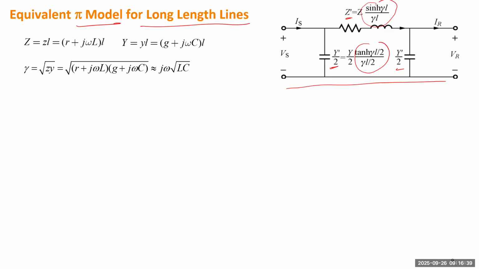So for short lines and medium lines, we just take their actual impedance or admittance. But for long lines, we first need to change their actual value into the prime value. Then we take the prime value. So starting from there, we treat every line to be the same. So that would be very convenient.